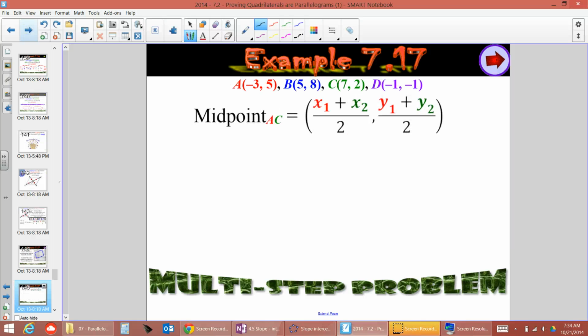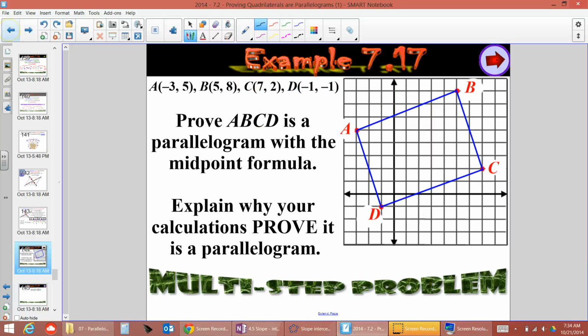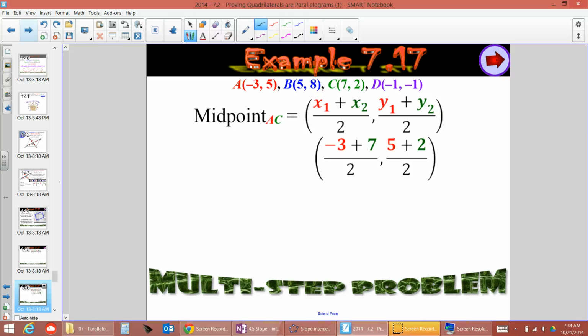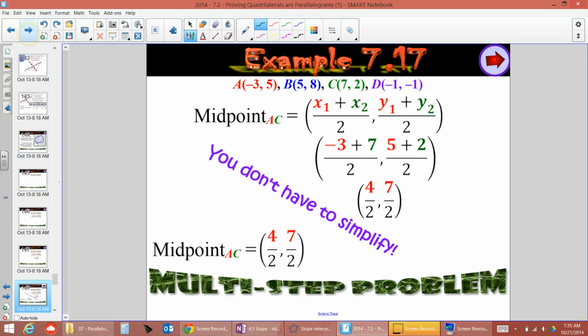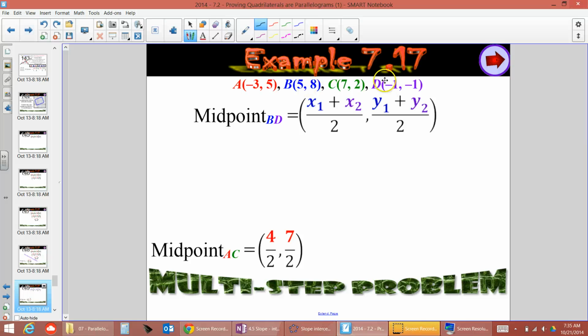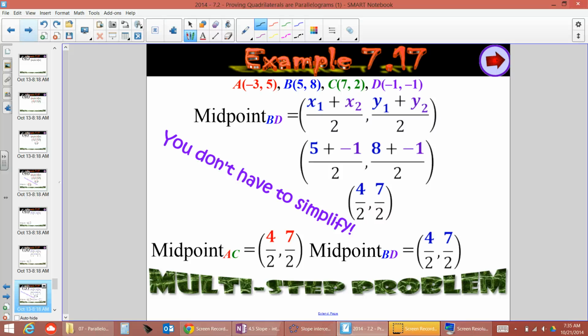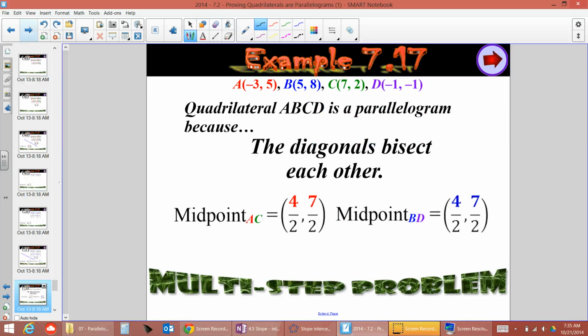So we use our points. I want to find out the midpoint of AC because in the picture, AC are opposite of each other. So I plug in my values and I reduce. Okay, but I don't have to go any further than this. I don't have to simplify, just leave it alone. Once you add these together, then just leave it. Okay, now I do it for BD. I plug in my values and I combine them. And again, I don't have to simplify. I just say, look, 4 halves, 4 halves, 7 halves, 7 halves. It's the same location. And therefore, since it's the midpoint of both of them, that means that the diagonals bisect each other, and that means that it's a parallelogram.